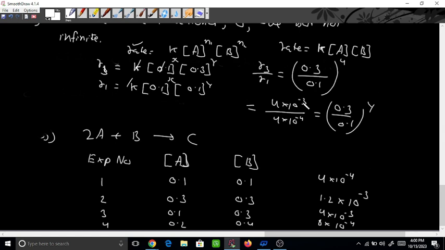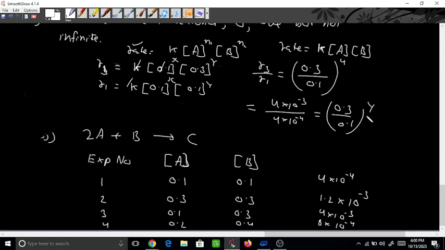Can we get this value, or can we reverse it? R3 is this one, so 4 into 10 to the power minus 3 divided by R1, which is this one. If we divide, which one is the greater value? This one is greater, 4 into 10 to the power minus 3. So can we simplify this? So it becomes 10, right? It will become 10.